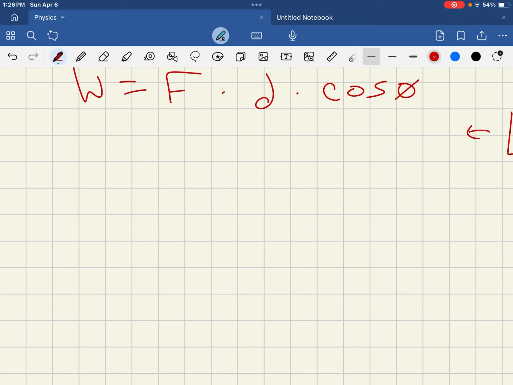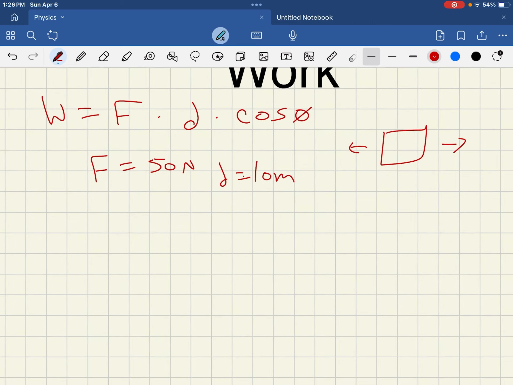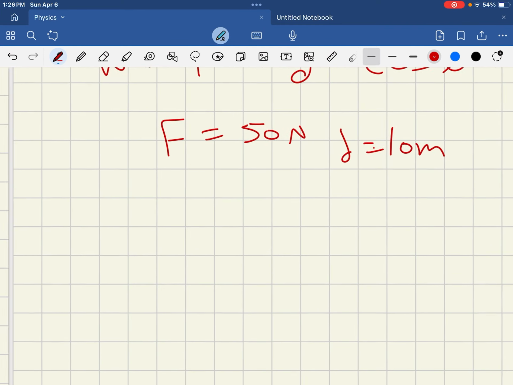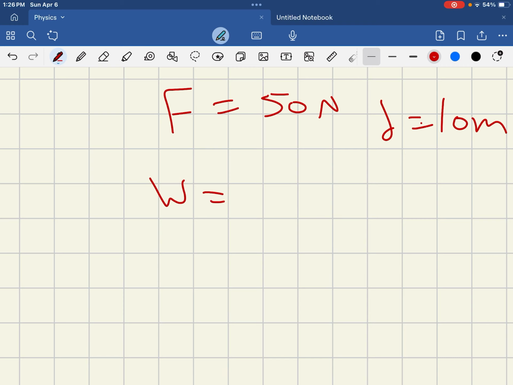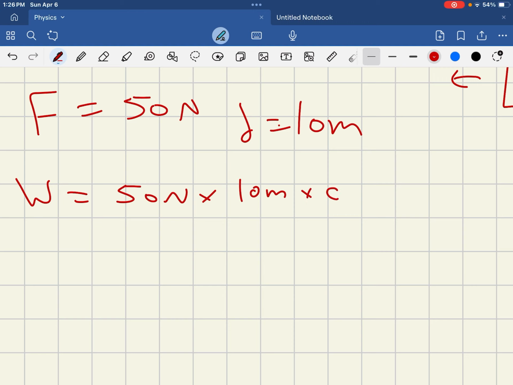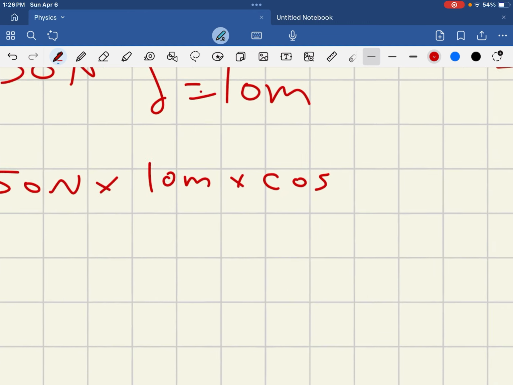So let's say we have a force of 50 newtons, and then we have a distance of 10 meters, and then let's say our angle is horizontal, so the angle would just be theta equals 0. So what it would look like would just be work equals 50 newtons times 10 meters times cosine of 0.